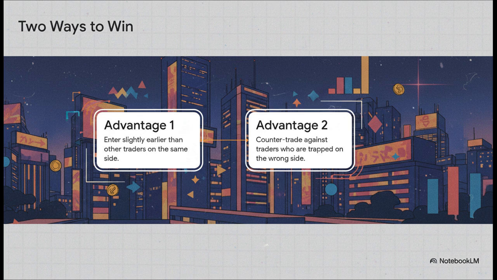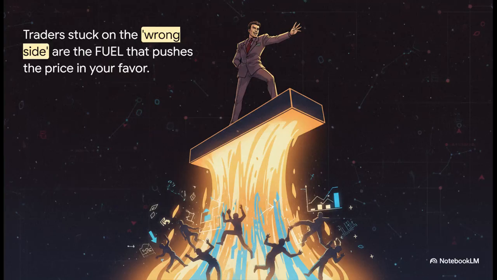This is where you profit from all the traders who are trapped on the wrong side of the market and are about to be forced to bail on their positions. And this right here might be the most powerful concept of all. Those traders who are trapped on the wrong side, their losing positions, are literally the fuel for your winning trade. Because when they get squeezed and are forced to close their positions, whether by a stop loss or liquidation, their frantic, compulsory market orders are what push the price further and further in your direction.